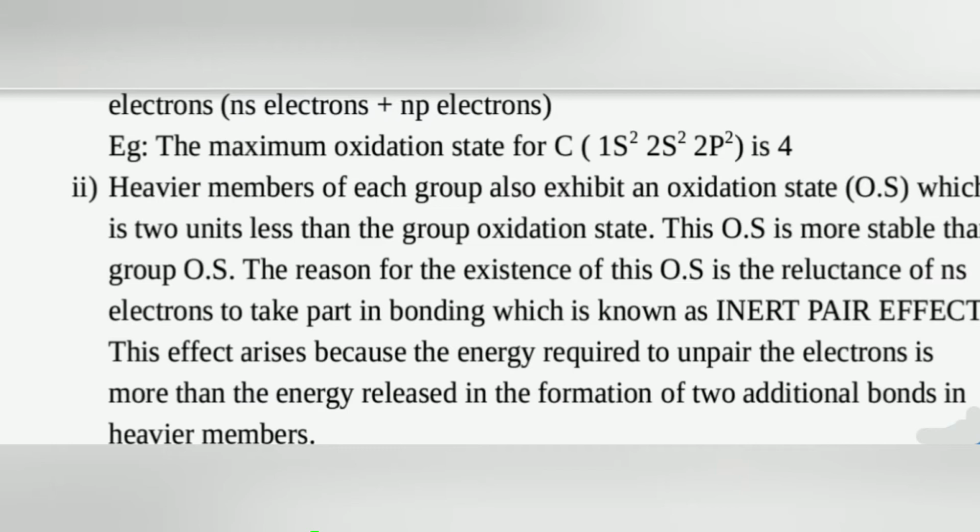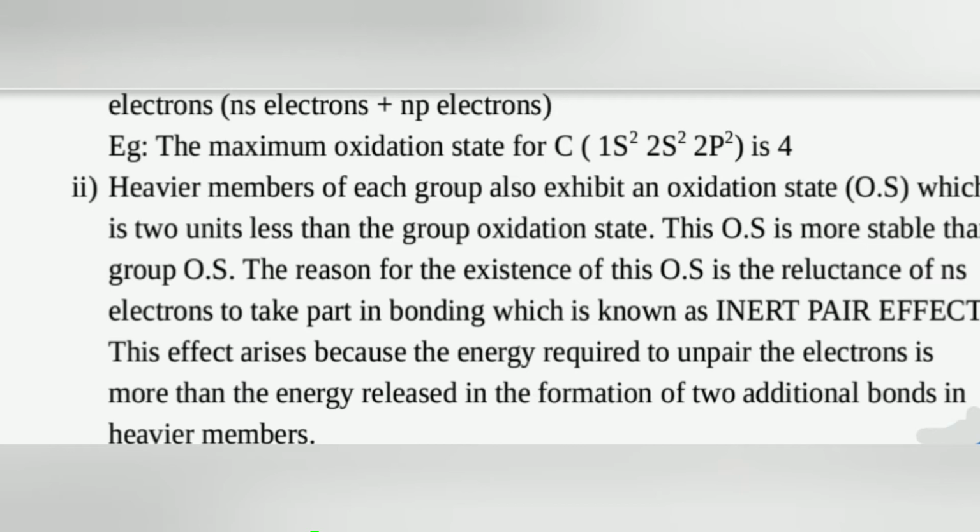What is the inert pair effect? The reluctance of ns electrons to take part in chemical bonding is known as the inert pair effect. Due to this effect, the energy required to unpair the electrons is more than the energy released in the formation of two additional bonds in heavier members.